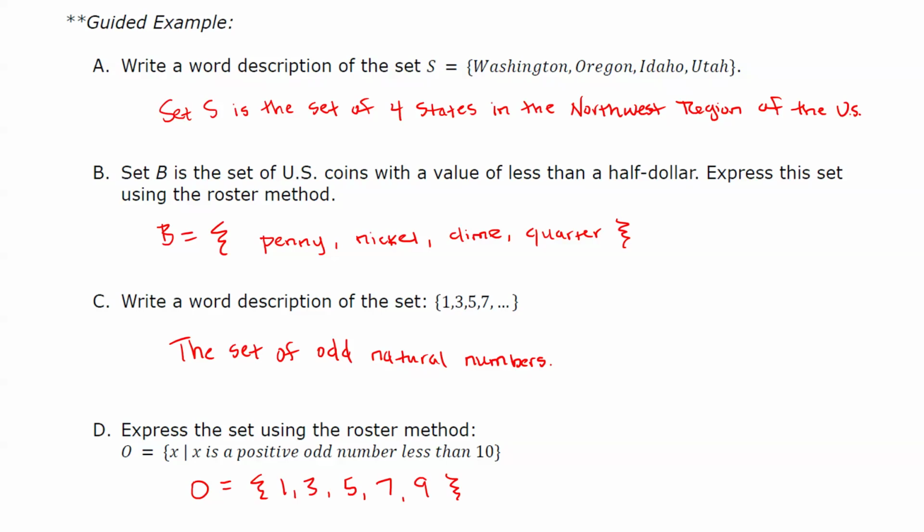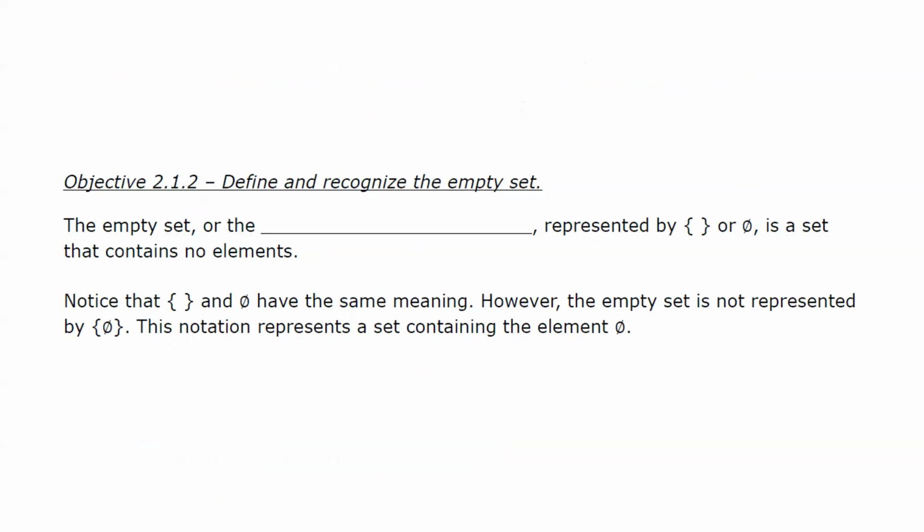Okay. All right. Objective 2: define and recognize the empty set. So the empty set, or the null set, is represented by these braces here, or the null symbol, which you could say is a 0 with a slash through it.